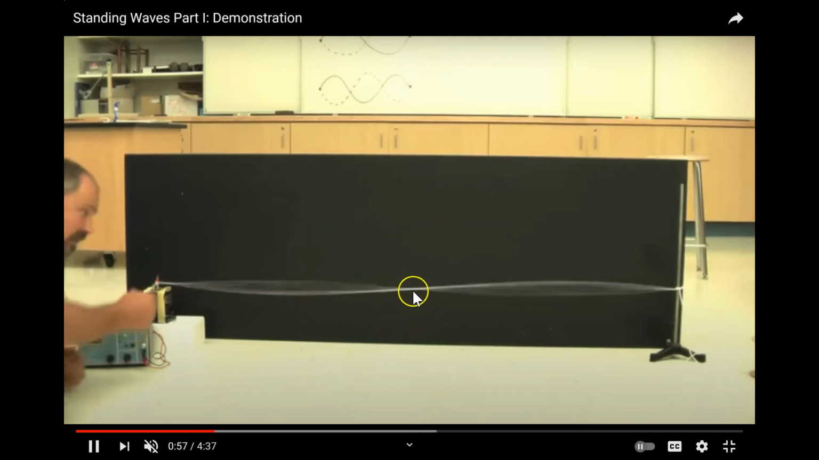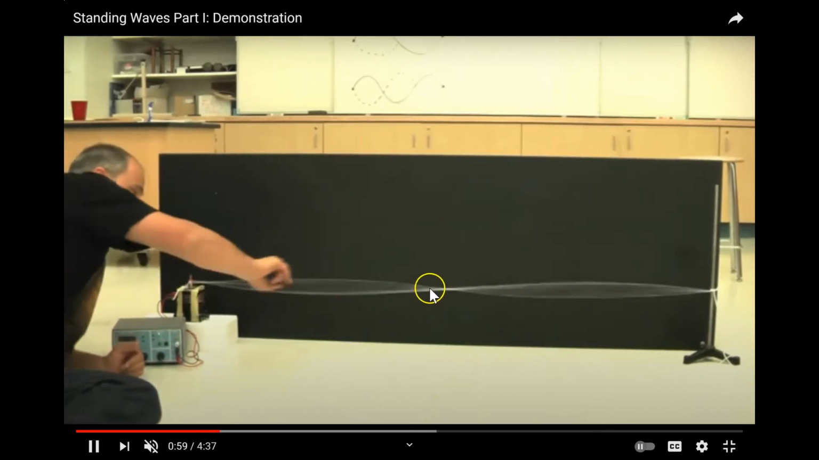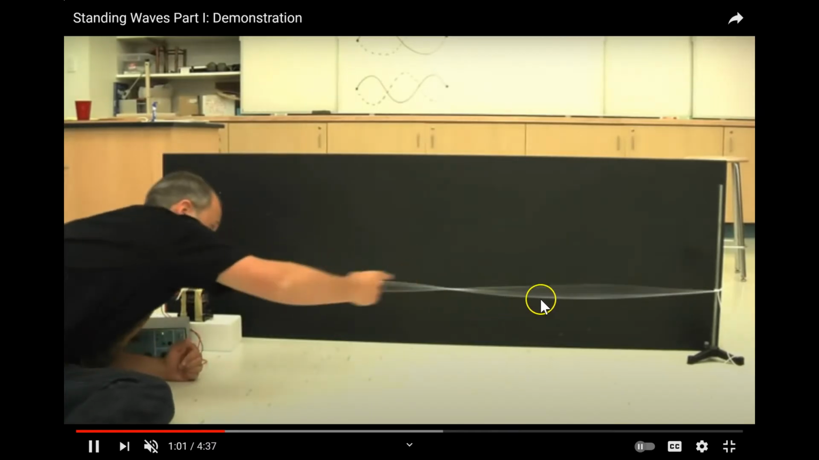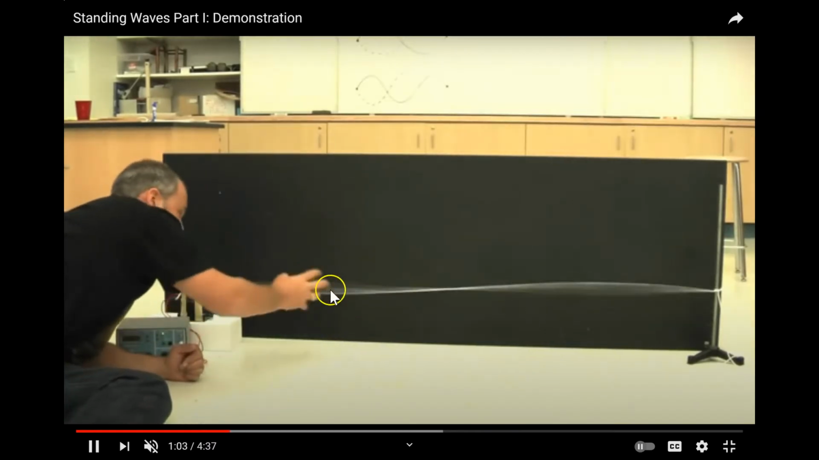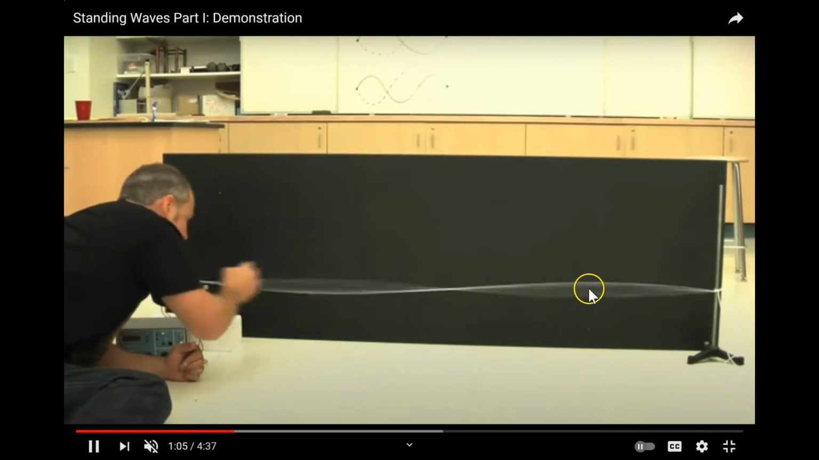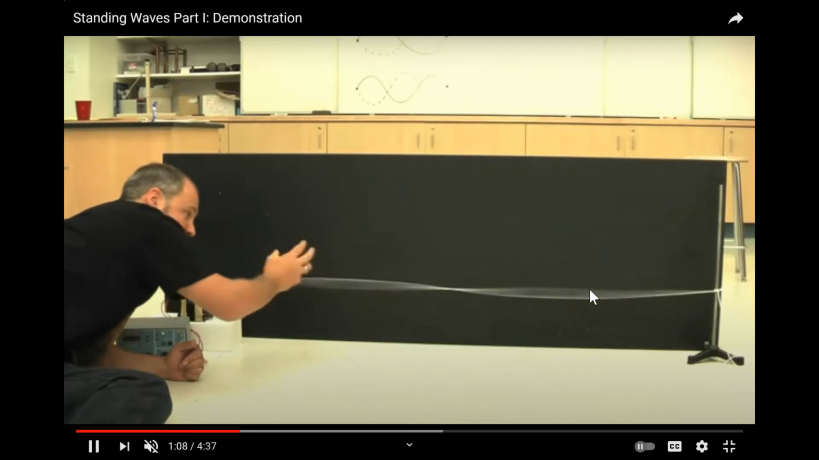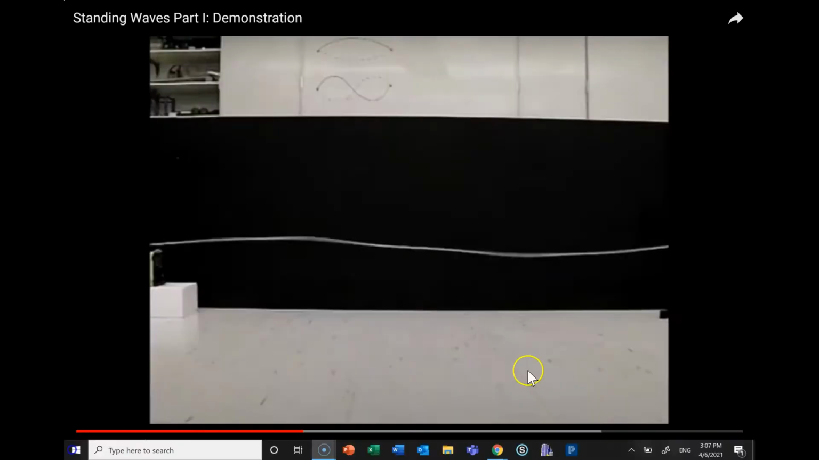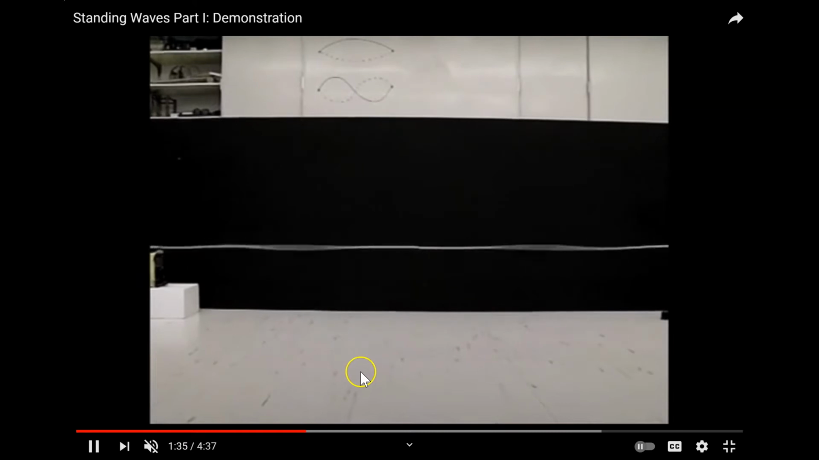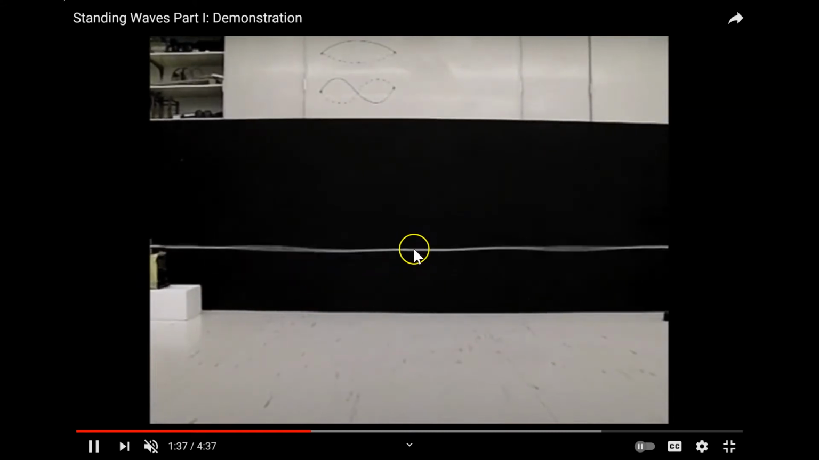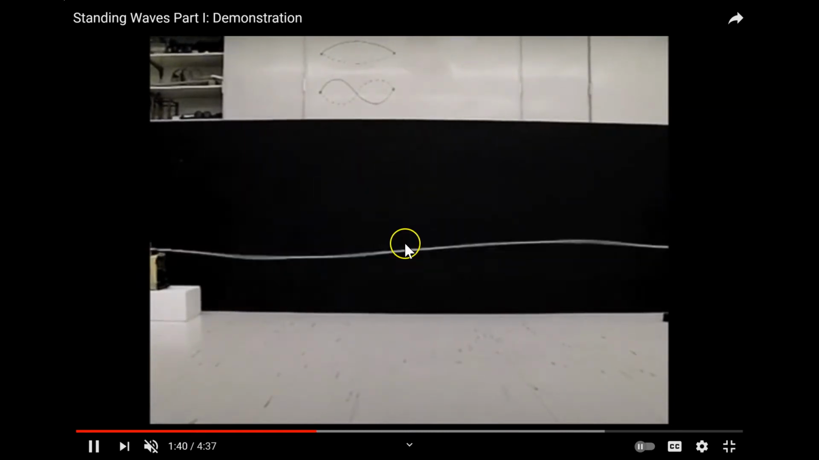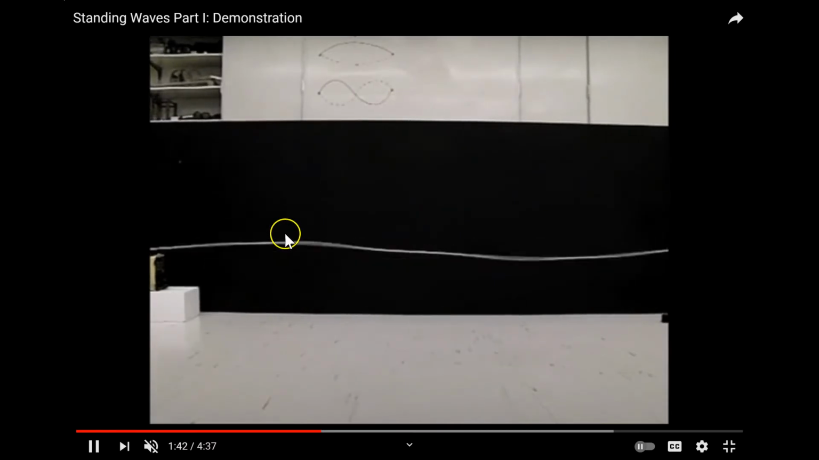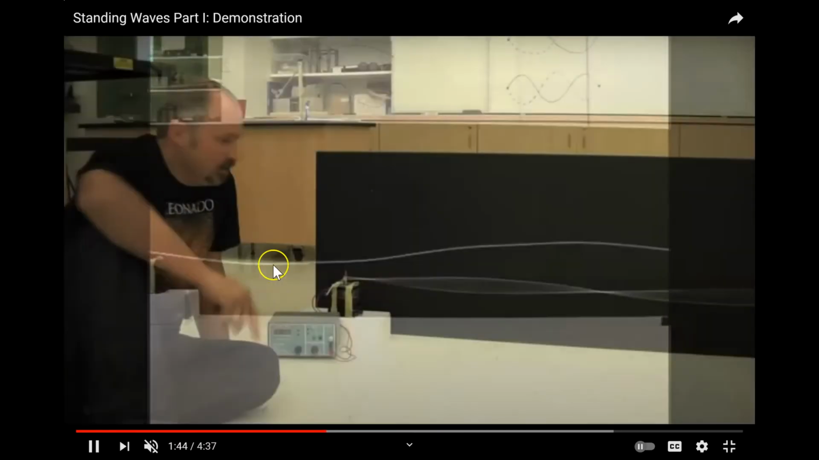There is a spot in the middle where the string doesn't move at all. That's called a node. And there are these spots kind of here and here where the string goes really high and really low. That's called an antinode. Now we can watch this in slow-mo. Let's watch this in slow motion so it's easier to see. The string is vibrating up and down, and you can see this point right here literally doesn't move. But right over here on the string, it goes really high and really low.